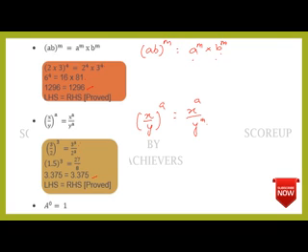So this is another rule: anything power 0 is 1. A power 0, 2 power 0, 3 power 0, anything power 0 is 1.